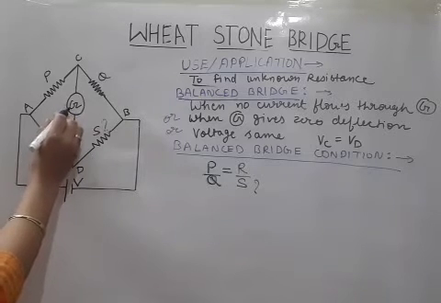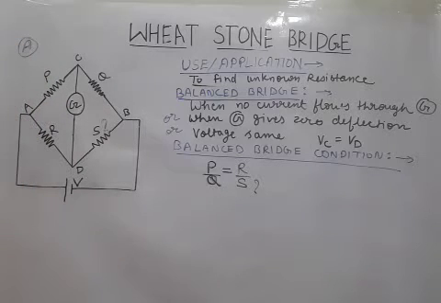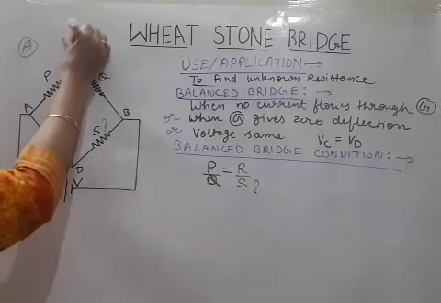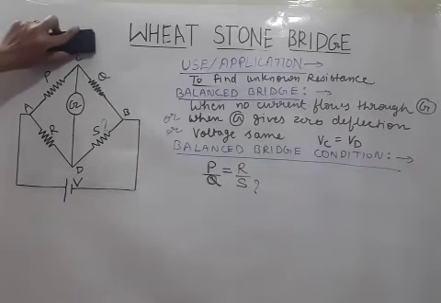Like ammeter is the apparatus which is used to measure the current, in the same manner, galvanometer is the apparatus which is used to detect the current. Detect means to find out whether the current is flowing or not. That is found out by its pointer. If the pointer deflects from 0 to some other division, that means the current is flowing.